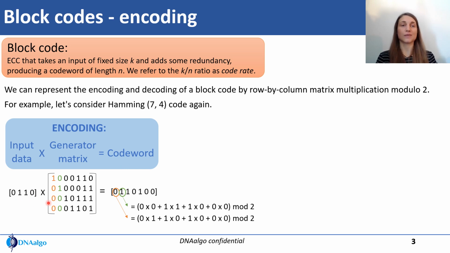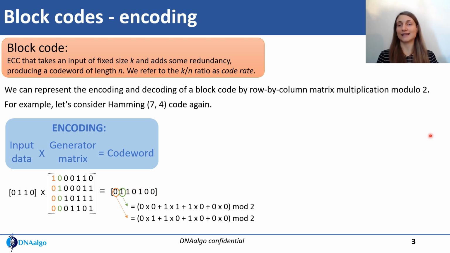This is a simple row-by-column multiplication modulo 2, which means that, for example, the first bit of the code word can be computed through these calculations, that are the multiplication of the input data by the first column of the generator matrix, 0 by 1 plus 1 by 0 plus 1 by 0 plus 0 by 0 modulo 2, which gives 0. In the same way, through the multiplication of the input data and the second column of the generator matrix, we get the second bit of the code word, and so on.